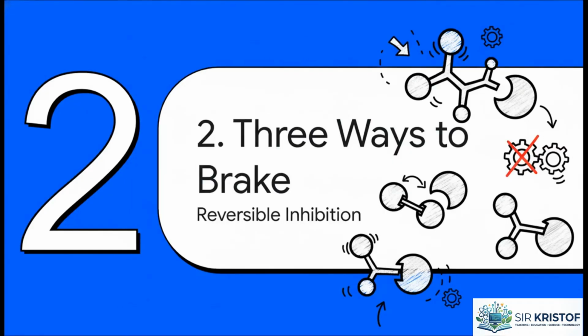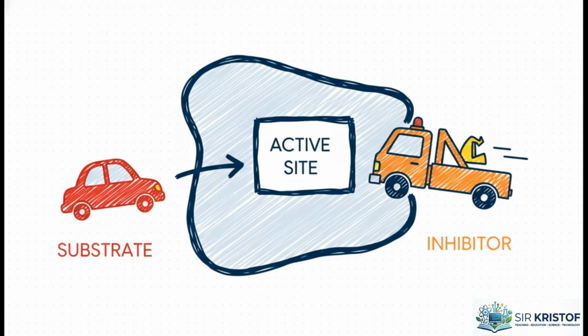All right, now that we know the specs, let's see how the cell slows things down. To do this, it uses a set of molecular brakes called inhibitors. We're going to look at three main types, and trust me, each one works in a slightly different and really clever way.